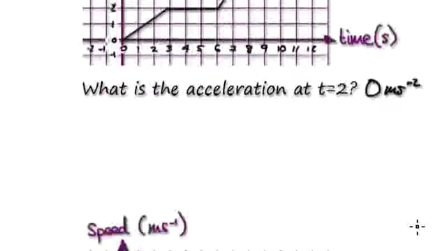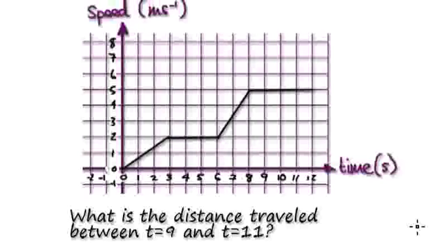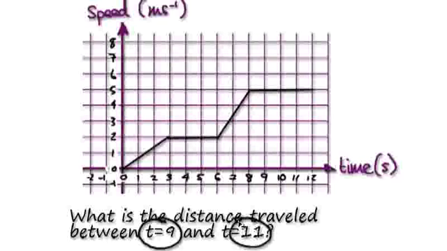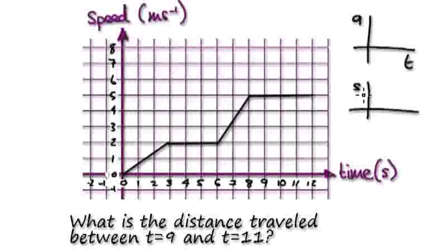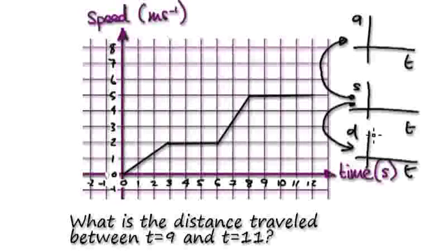Okay, next one. Given this random graph here, what is the distance traveled between 9 seconds and 11 seconds? So press pause and have a go. To do this, remember, in your mind picture the acceleration time graph, the speed time graph, and the distance time graph. This graph here is the most useful, and is the one that was given. Remember, the gradient of the speed time graph represents the acceleration. If you want to know the distance, then the area underneath the speed time graph represents the distance traveled.